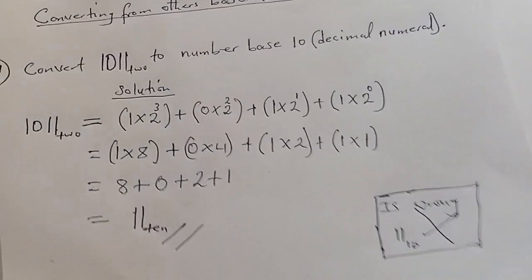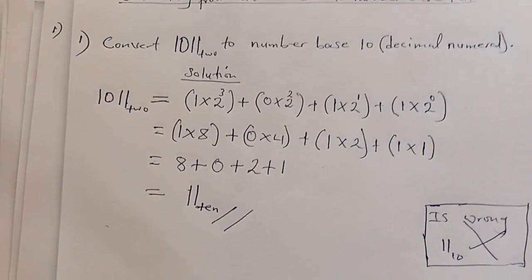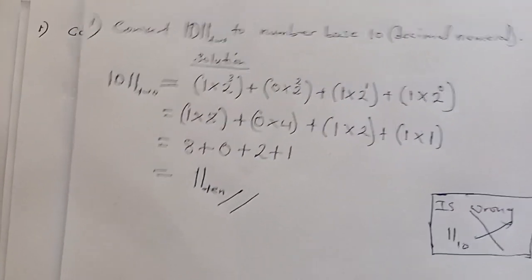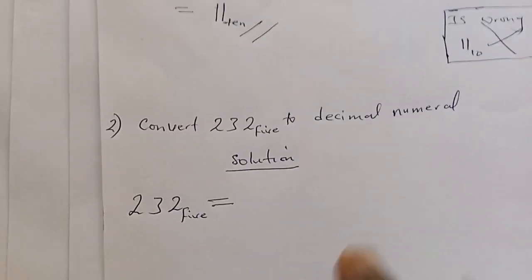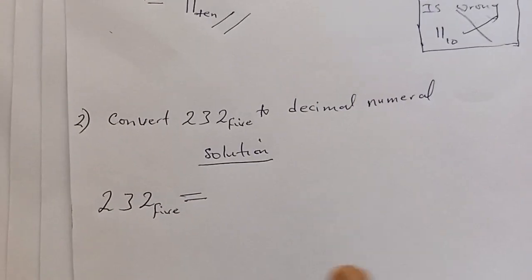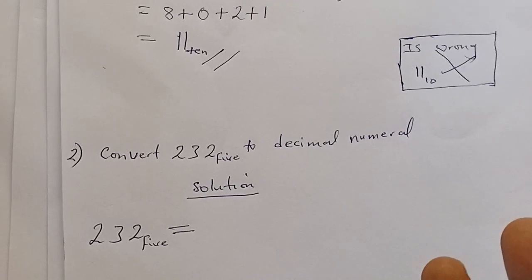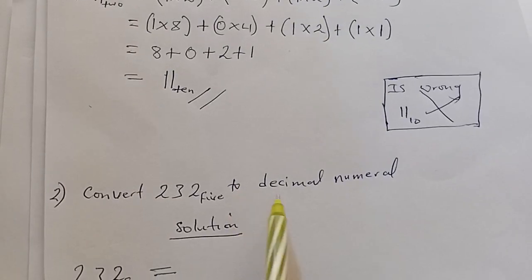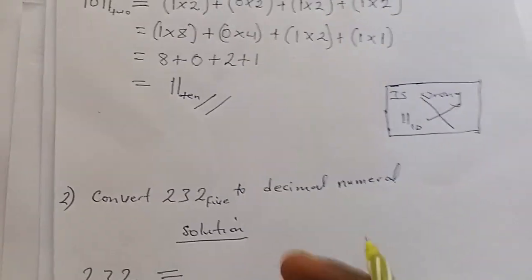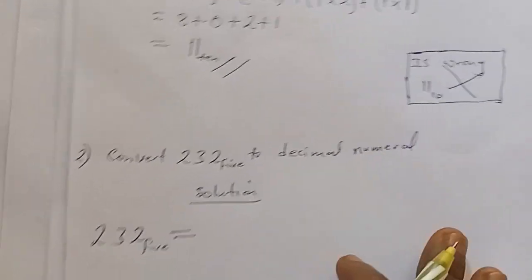Now, since we have solved example number 1, you can pause the video and solve example number 2. Okay, so let us proceed. Example number 2 says convert 232 base 5 to decimal numeral. You see, like I was saying, the first problem we had base 10, but now you see a decimal numeral. So just in case you don't see base 10, you see decimal numeral, you should know that you are dealing with base 10. Okay, let's go the same way.